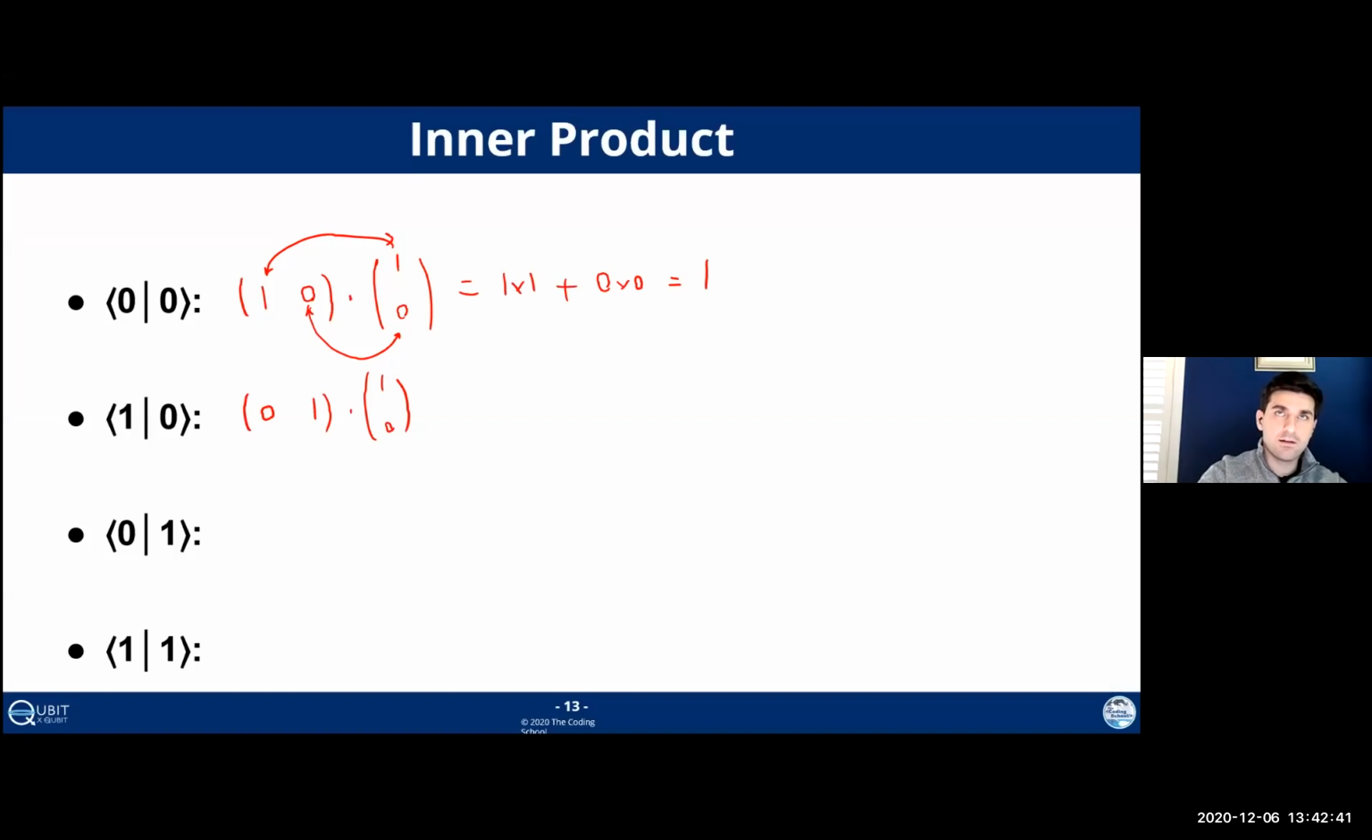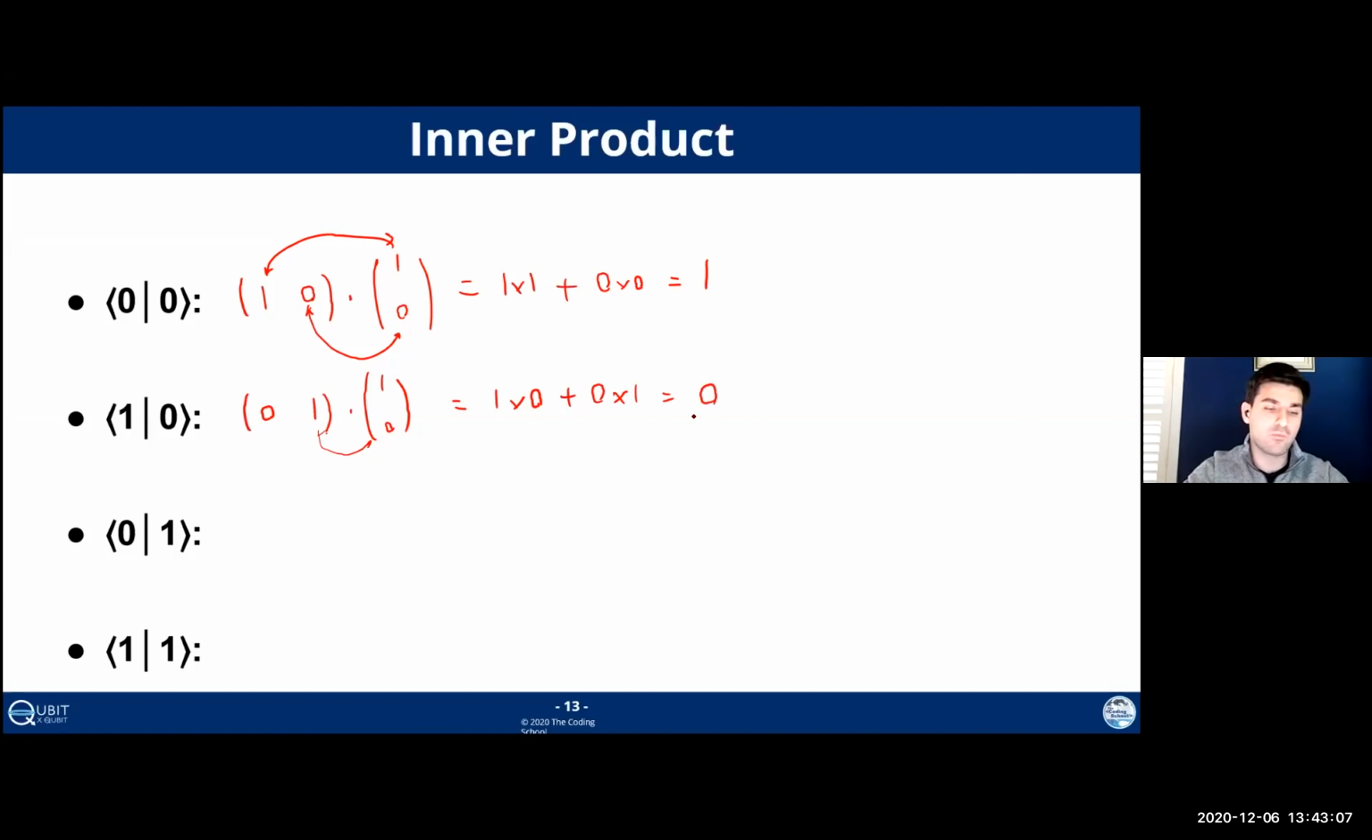Okay, so let me write this down for you. And again, the options are probably going to be 0 or 1. So here again, I multiply this 1 here by the 0 there, so I get 1 times 0, plus the 1 over here times the 0 over there. So plus 0 times 1, and this gives me a value of 0. Okay, now let's move on to the next one.